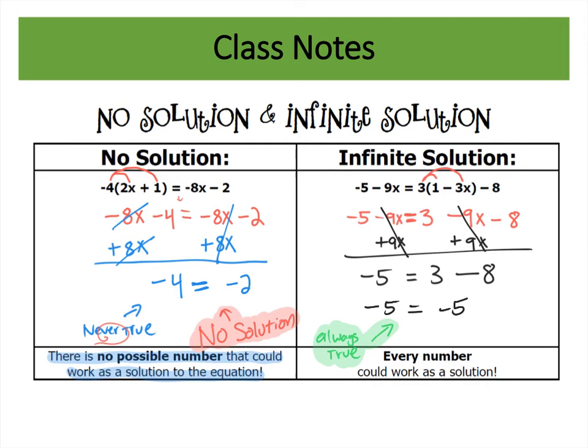Because negative 5 is always equal to negative 5. And in this case, every number for a value of x could work. So we could have any solution. So if you get to a statement that's always true, like negative 5 equals negative 5, on our paper, we would want to write infinite solutions. And that would be our answer, because we can't find a value for x because there are infinitely many solutions.